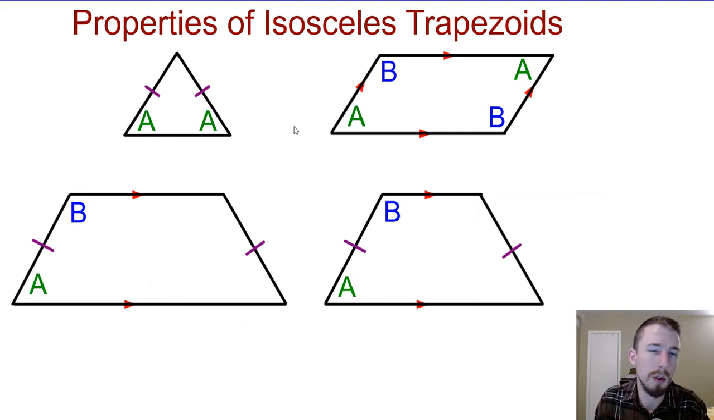Now if we put those two together, we can actually figure out what the properties of isosceles trapezoids are. So here we have a trapezoid, because we only have one set of parallel lines, and it's isosceles because both the opposite sides are the same. And we want to figure out what these angles up here and here are. You can probably guess if this is A and B what those two are, but let's actually prove it.